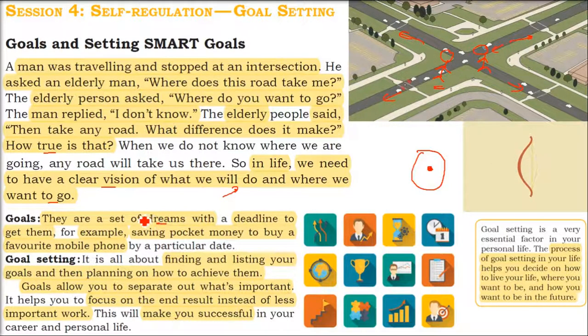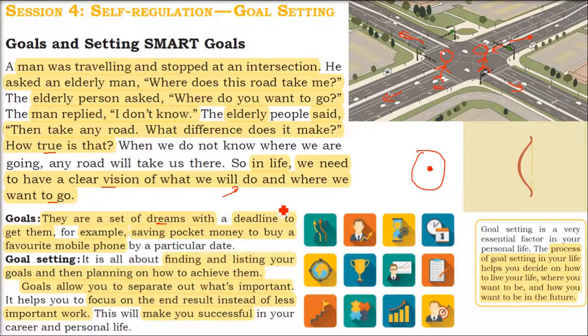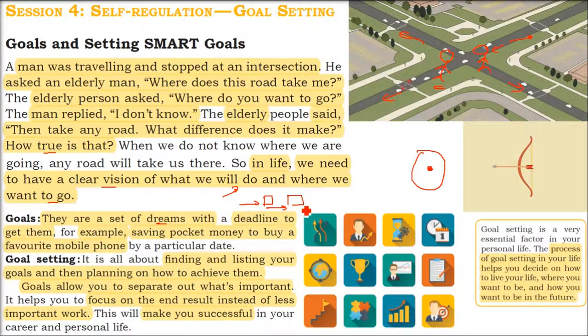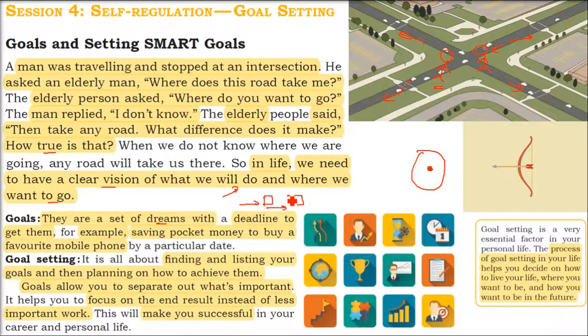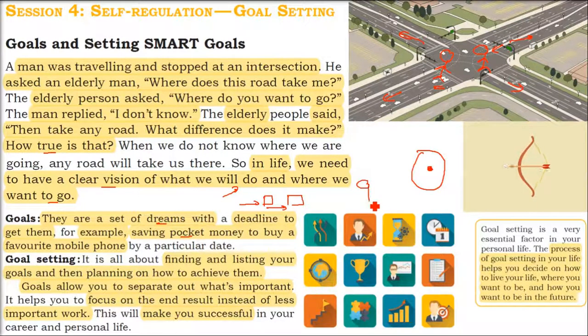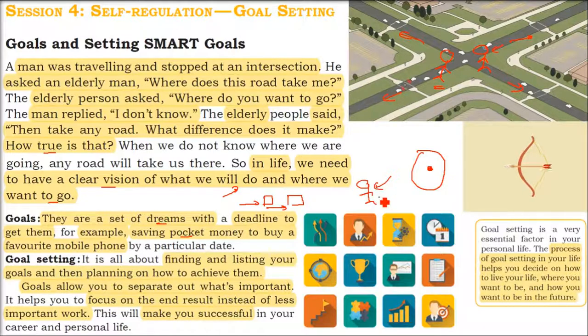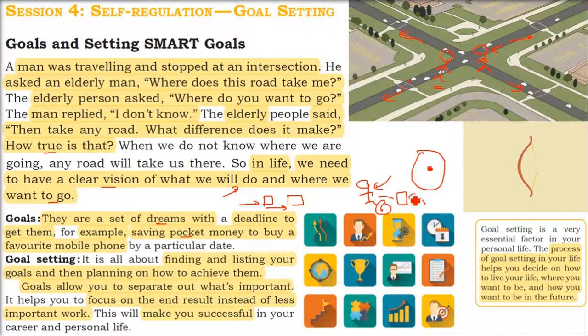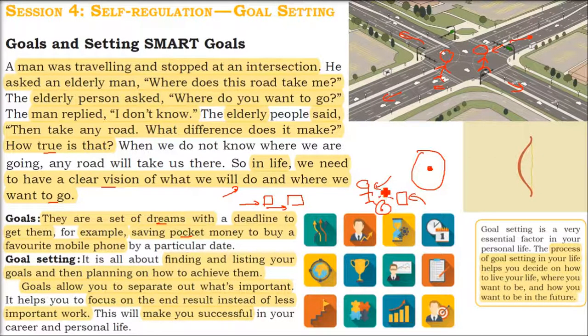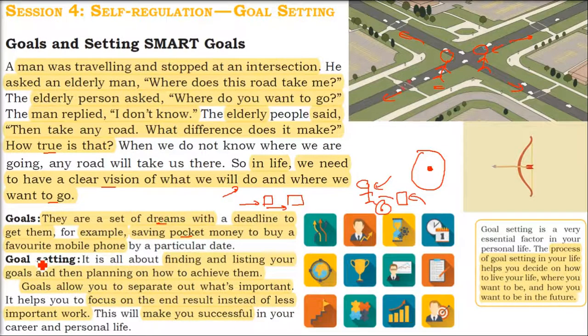Goals are what? Goals are a set of dreams with a deadline to get them. That is, you have a deadline, you have a milestone. So goals are a set of dreams, and we decide certain milestones or deadlines to achieve them. For example, your mother or father is giving you some pocket money. Now you are saving that money to buy a mobile phone which is very dear to you. So you know the time frame, you know the money, so you have a proper goal. You have a dream of getting a mobile phone, and you also have a deadline.